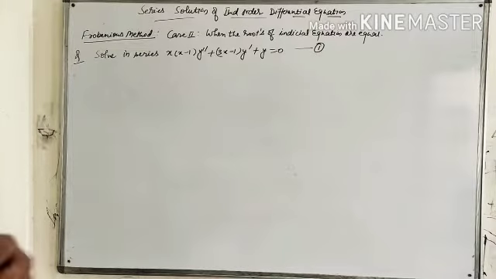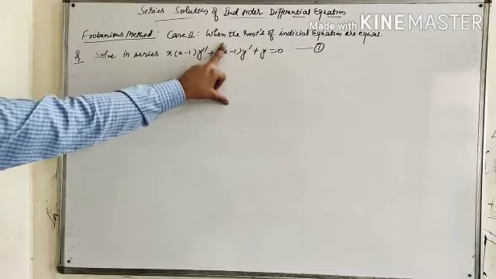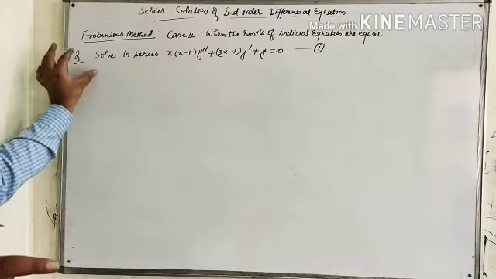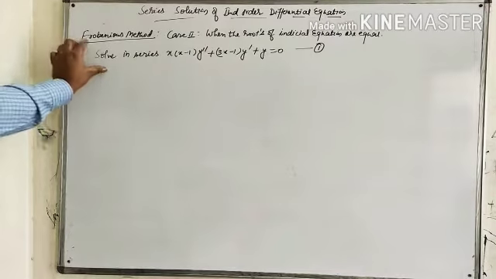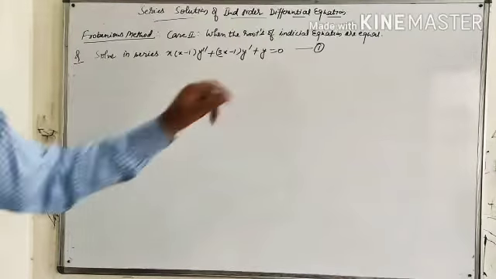Hello friends, this is another lecture of the series on series solution of second order differential equations. In today's lecture we will discuss case second of the Frobenius method, when the roots of the indicial equation are equal. So we are taking one problem: solve in series (x minus 1) y double dash plus (3x minus 1) y dash plus y equals to 0.